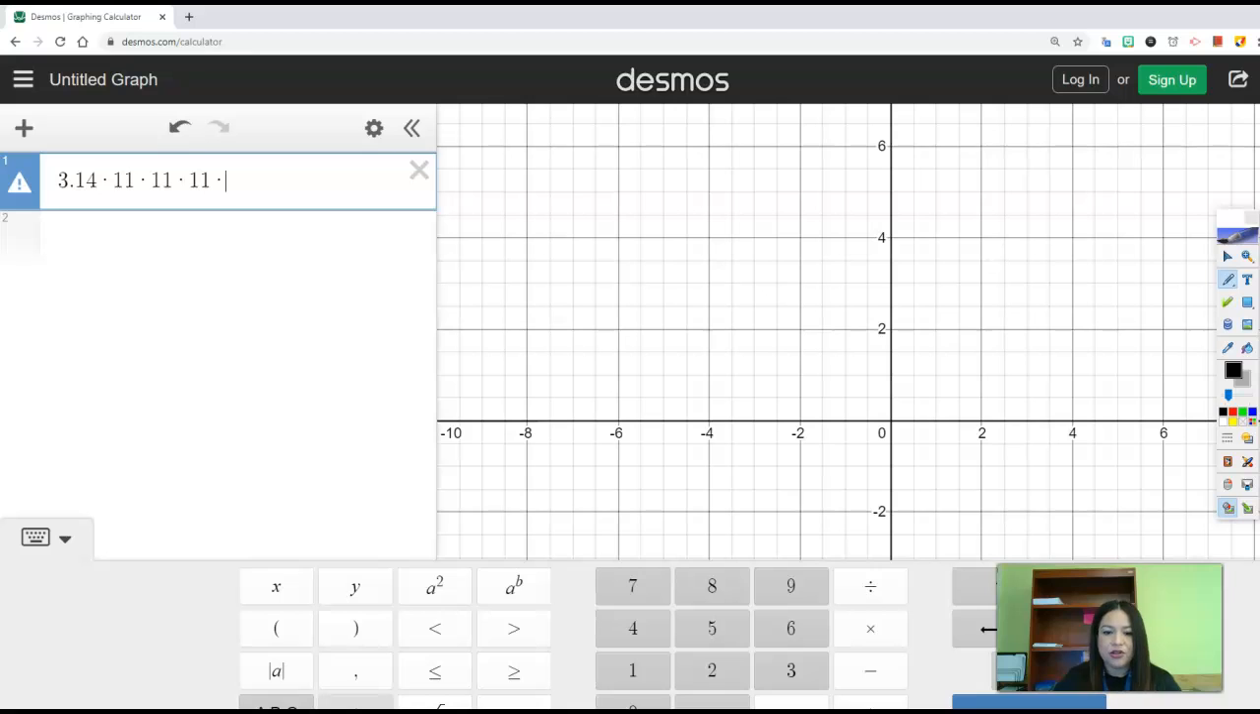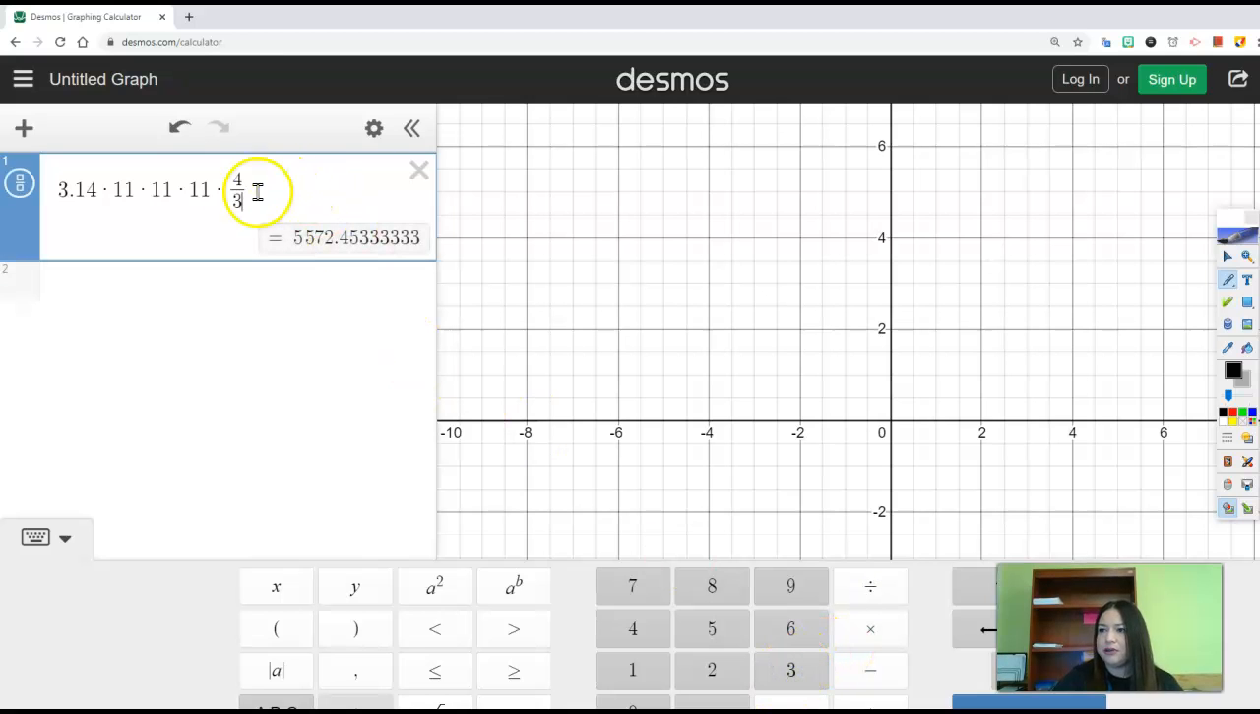Now my fraction is also a division problem. So I'm going to go ahead and say 4 divided by 3. That's my 4/3 right there. So there, I typed everything that I needed. I typed the pi, the radius, the radius, the radius, because it's to the power of 3, and then I typed my 4/3. So that is going to be my final answer right there.